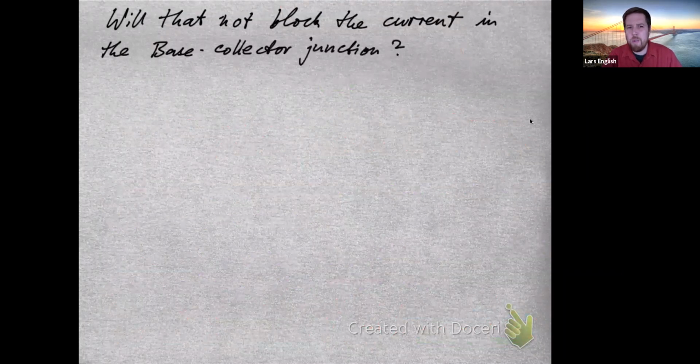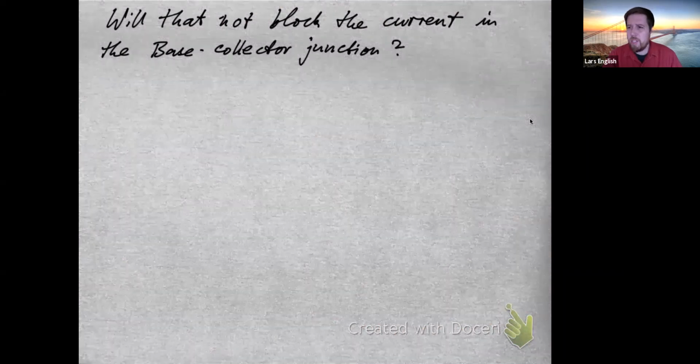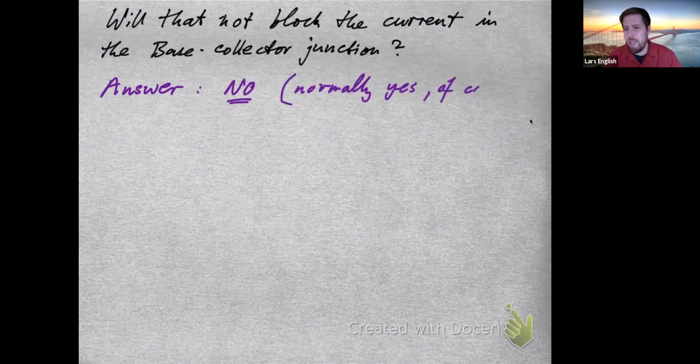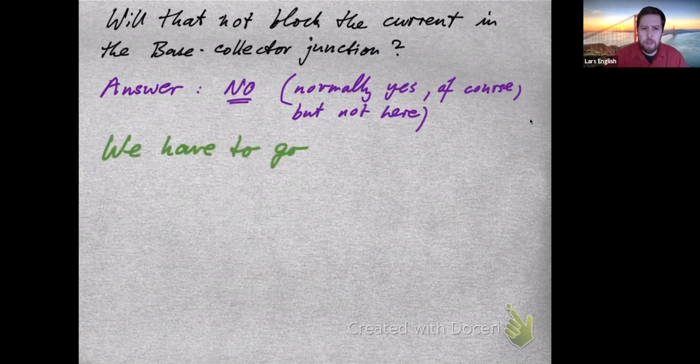The objection might be, will the second reverse bias between the base and the collector junction, those two, will that not block the current because it's reverse biased? Okay, so that is obviously an objection that we have to take seriously, because we've said in the past that a diode that's reverse biased doesn't conduct electricity. And so the answer is, in this case, no, it won't block the current. It actually will not block the current. So normally, of course, yes, it would block the current, but not in this context. And so we have to explain that a little bit.